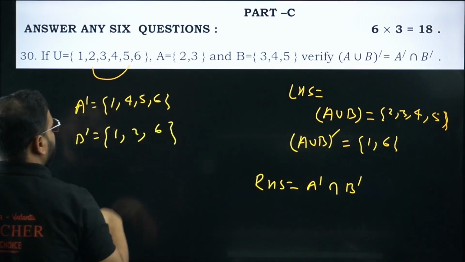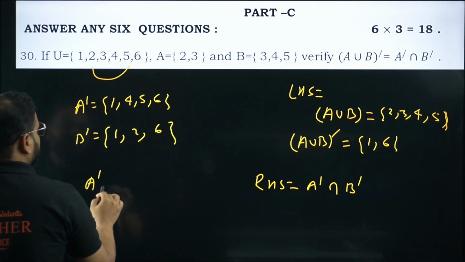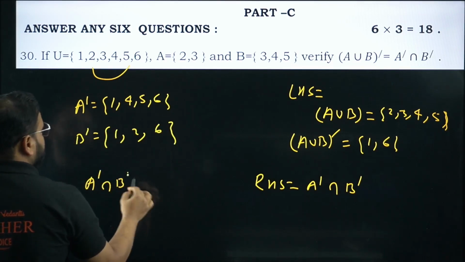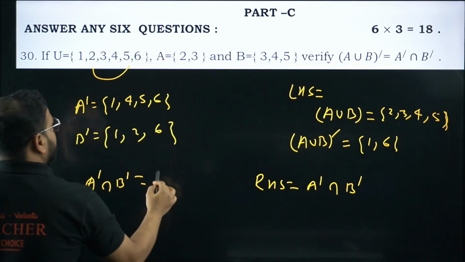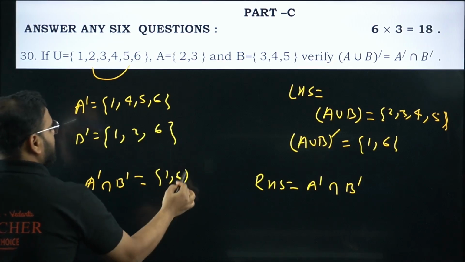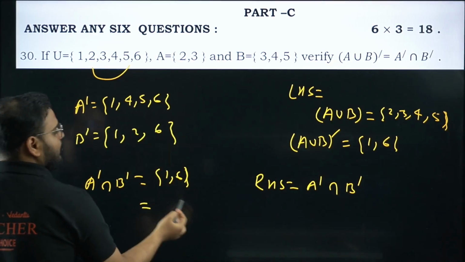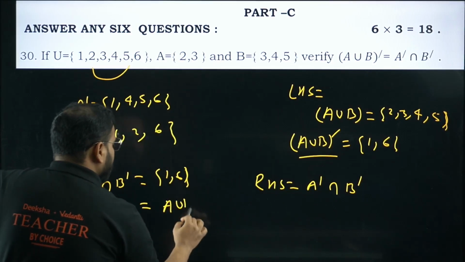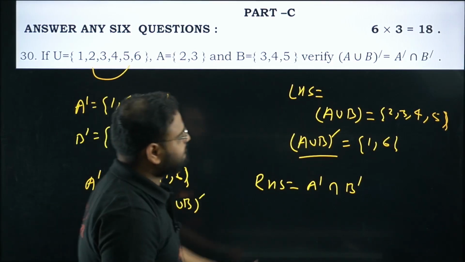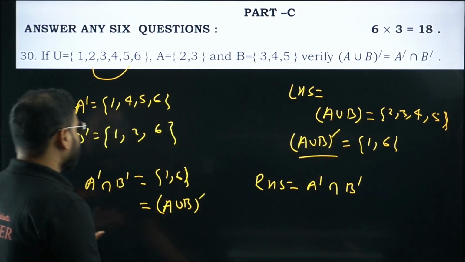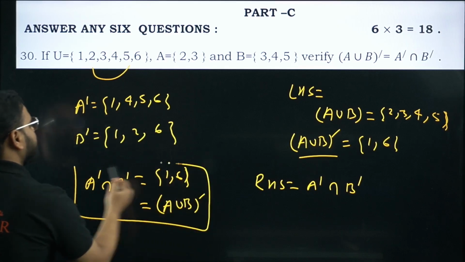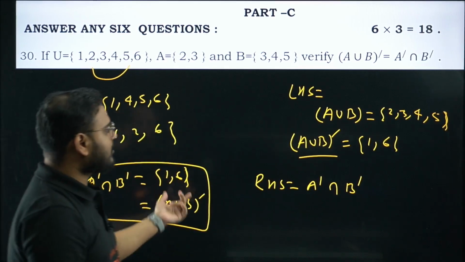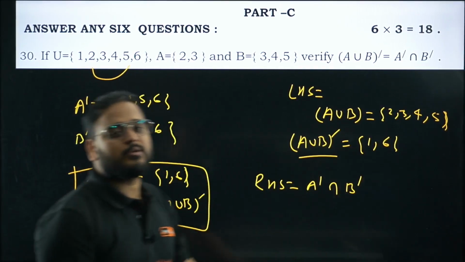6. Intersection of this, A dashed intersection B dashed. I have only 1 and 6 common. Check it out. This is nothing but equal to this part, A union B transpose. This and this are equal, right? Hence proved. Please check, this is also 1, 6, and this is also 1, 6. Question number 30 is done.